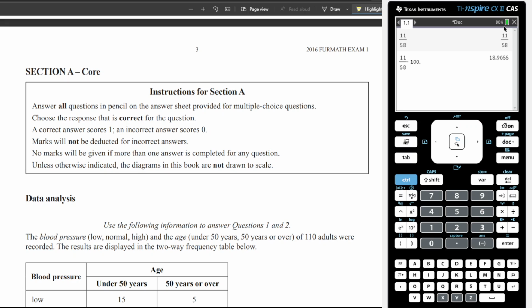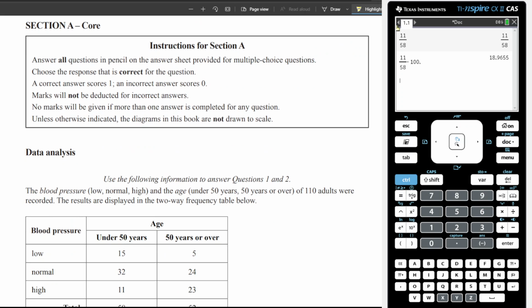Okay, in this video, we're going to be going through the 2016 Further Math Exam 1, which we can see up top here, 2016. And we're also going to be looking primarily or only at the data and statistics questions from this exam. Now, being exam 1, this is multiple choice only. So let's go through and have a look at them.